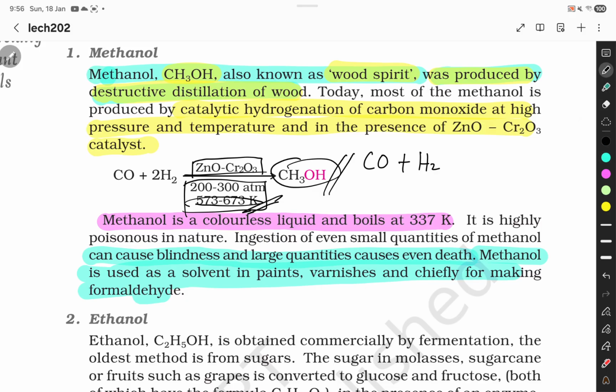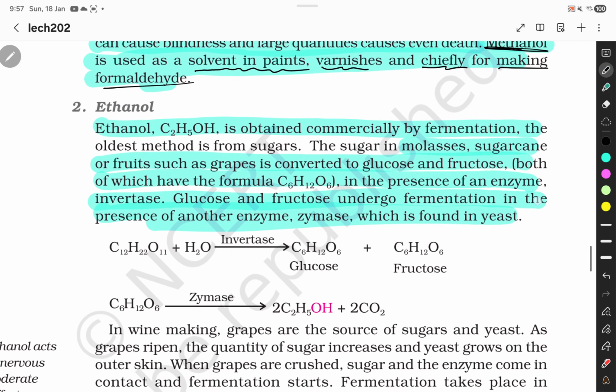Otherwise, we know that obviously it causes blindness. We know methanol blindness. We know all these normal cases. It is used as a solvent in paints, varnishes, and chiefly for making formaldehyde. So there are two things over here.